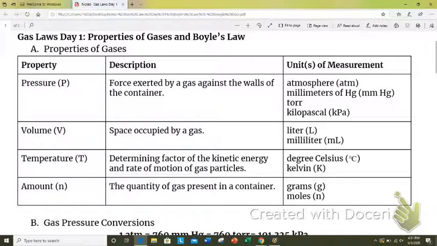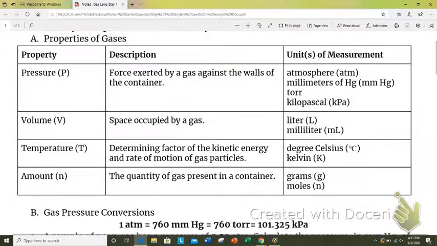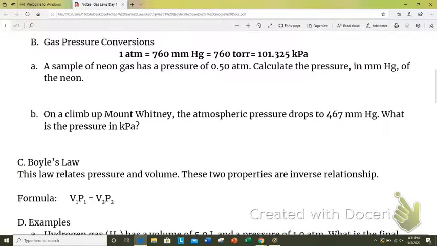So we're going to work on what's called Boyle's law today, and before we can do that, we need to work on how to do pressure conversions. It says here that a sample of neon gas has a pressure of 0.5 atm. It says calculate the pressure in millimeters of mercury of the neon. Up here are all the conversion factors, which set all the pressure units equivalent to one another. So we know that we're starting out with atmospheres, which is abbreviated ATM.